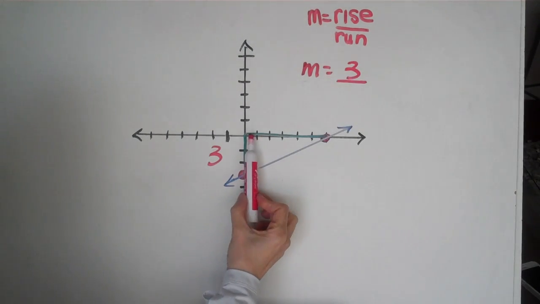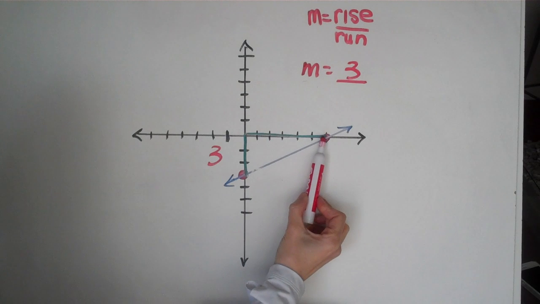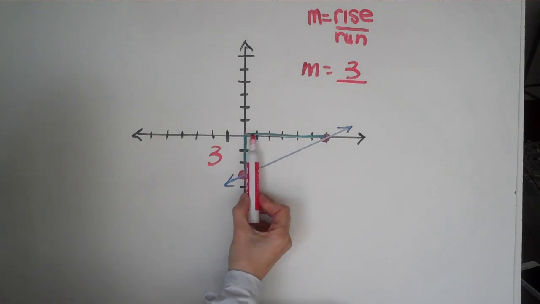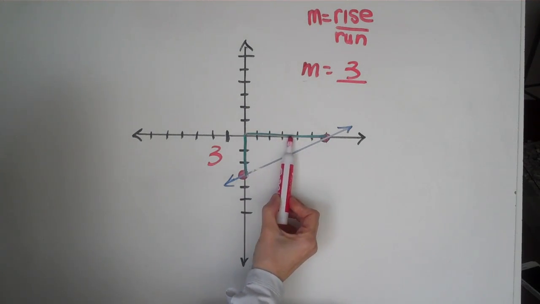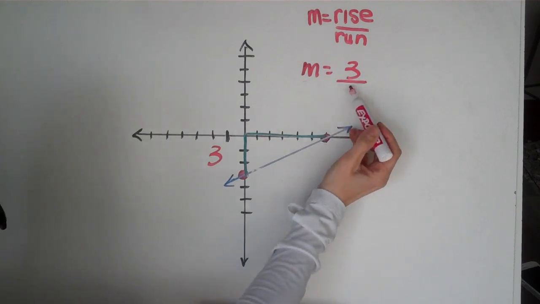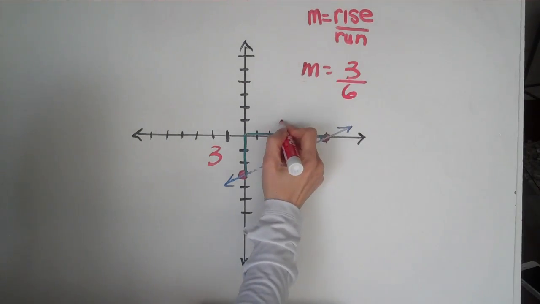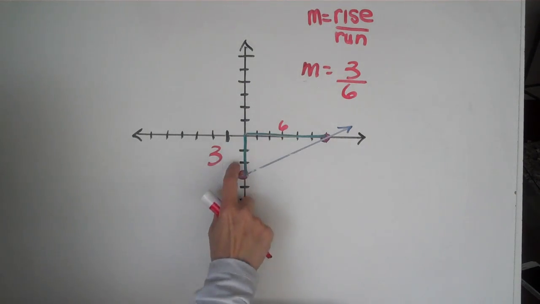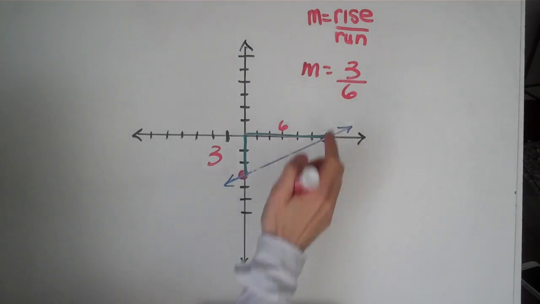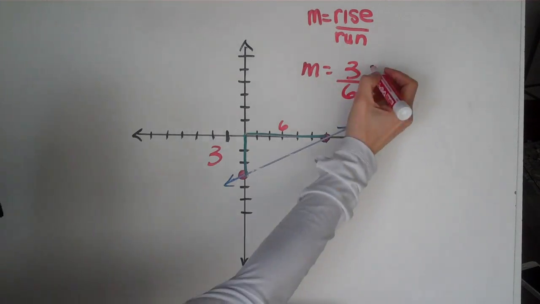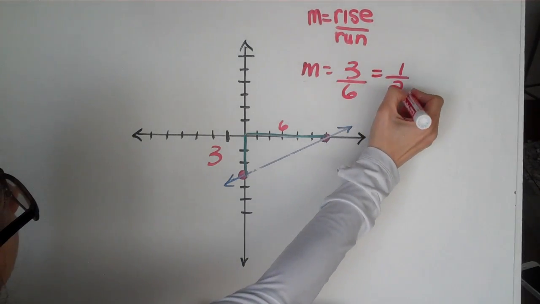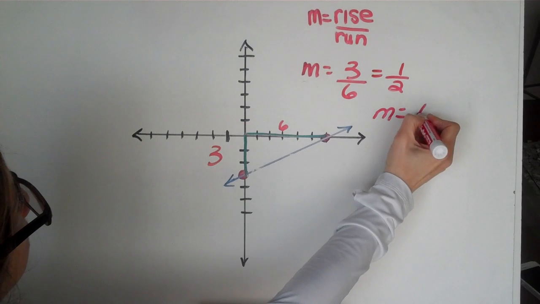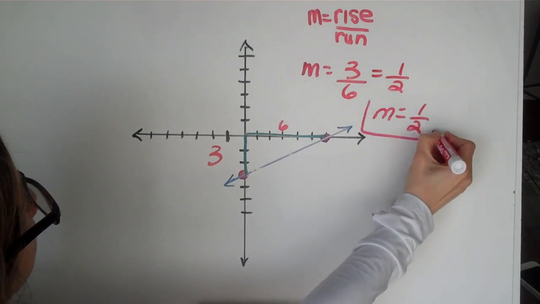over, now the run would be straight across. We run across. So let's start 1, 2, 3, 4, 5, 6. So that run right here is 6, so it becomes 3 over 6. Rise over run, 3 over 6. But we know we could simplify that, so that becomes 1/2, and our slope is 1 over 2.